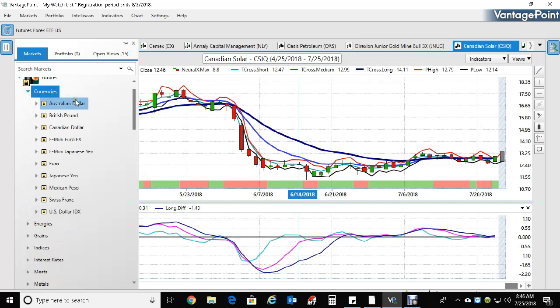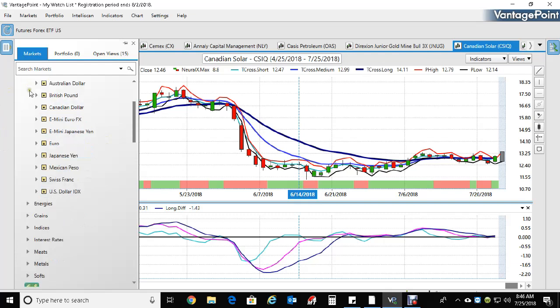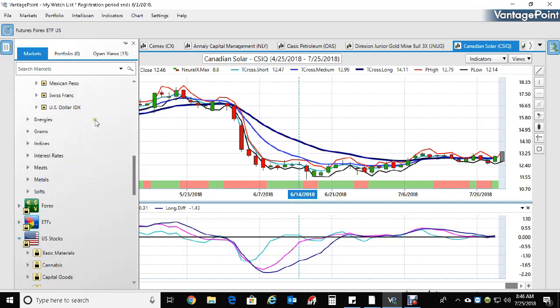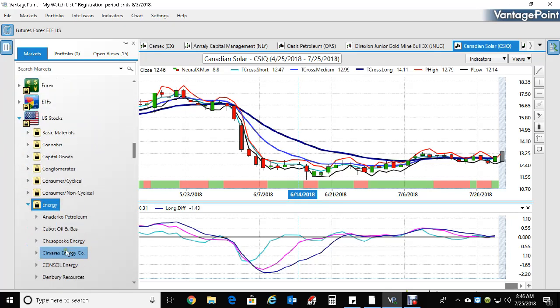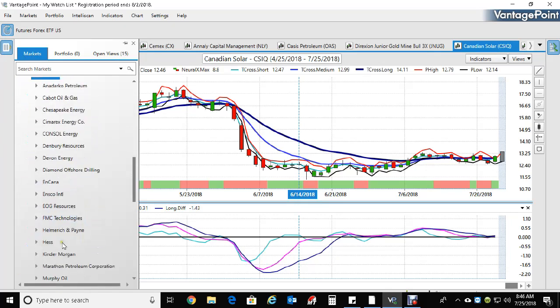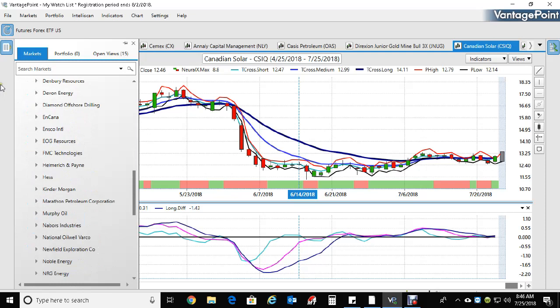But for the futures, each of these is one. So in the currencies, the Australian dollar will be one. The British pound will be another whole one. The whole currency won't be one, but on the stocks, let's say on the US stock, if I decide to go to the energy sector, the whole energy sector will basically be part of that, right? Yes, correct. I got you.